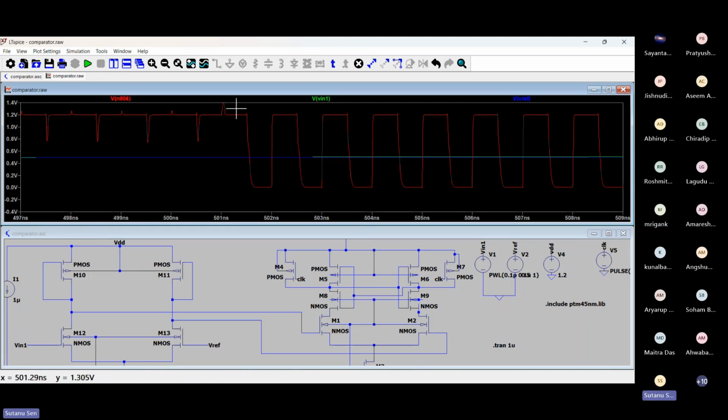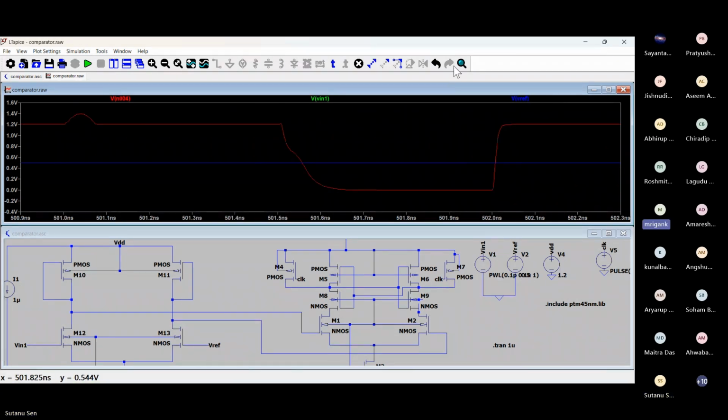Sir, it is working, but its settling time is high. Settling time is becoming comparable to the clock cycle. That will tell you the maximum speed with which you can work. Once the settling time becomes comparable to the clock cycle, you may not be able to reduce the clock cycle further. For example, in this case, as we have seen, it is 100, 200 picoseconds.